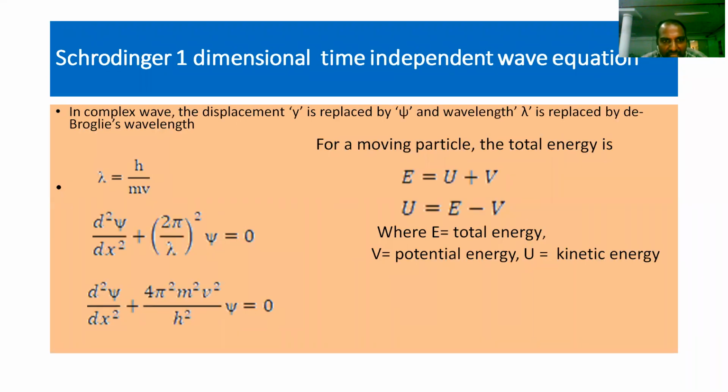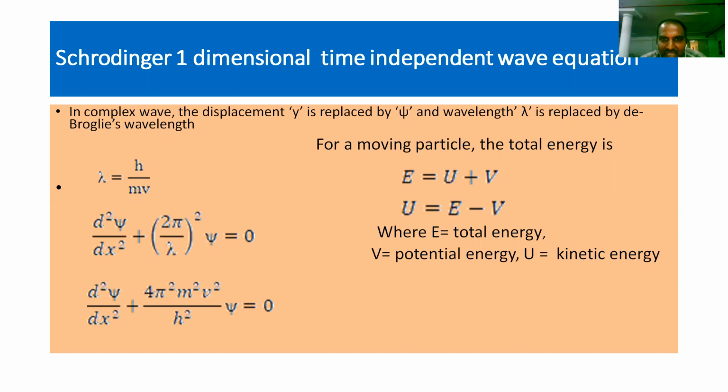In the complex notation, the displacement y is replaced with psi. That means any physical quantity which is not constant, which is varying continuously, must be represented with psi in quantum mechanics. And we have to include the material particle. Material particle means the mass of the particle must be included. That's why in place of lambda, we will substitute the de Broglie expression for wavelength.